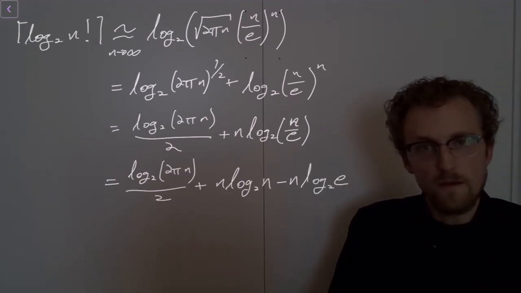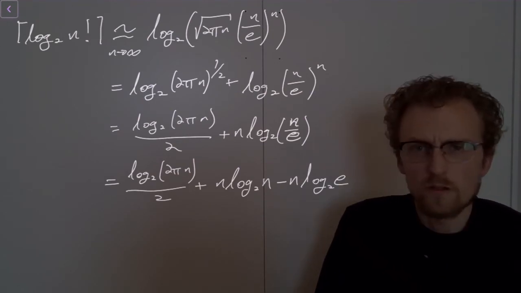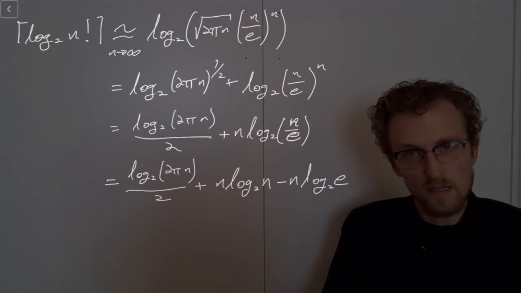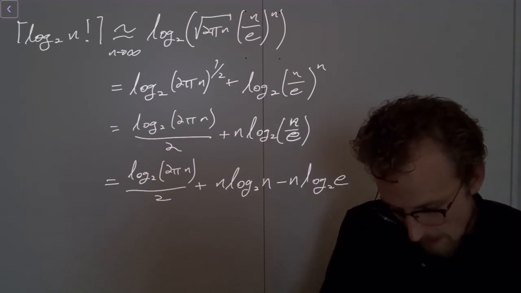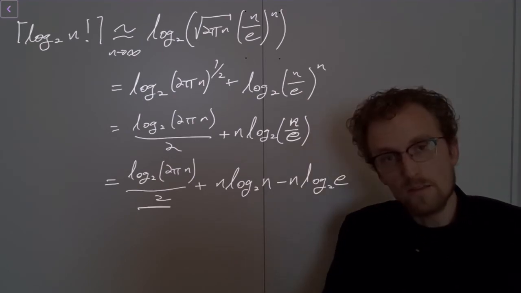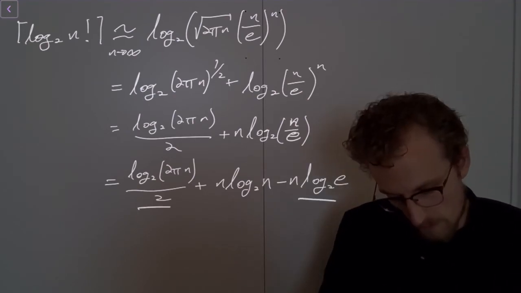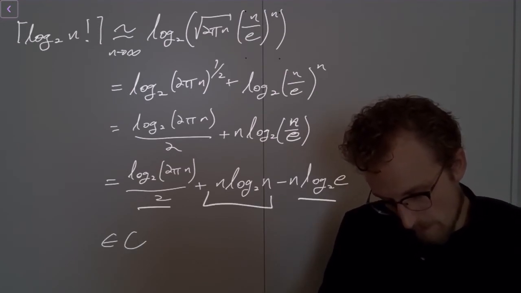Okay, where we use the fact that log of n over e equals log of n minus log of e. And now what do we have? Well, we've got something that's log n, something that's minus order n, which doesn't even make any difference at this point, and something that's order n log n. So this whole thing is big theta of n log n.